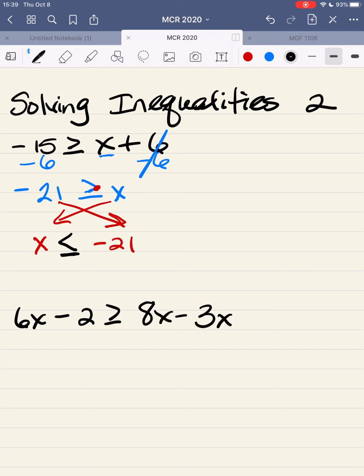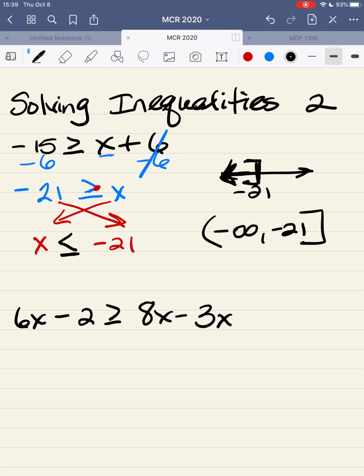Now I could go ahead and do a quick graph. So at negative 21, x is less than or equal to, so it gets a bracket. I go ahead and shade to the left. And my interval notation will be negative infinity to negative 21. Infinity gets a parenthesis, and the negative 21 gets the bracket. All right. Let's go ahead and look at example 2 here.